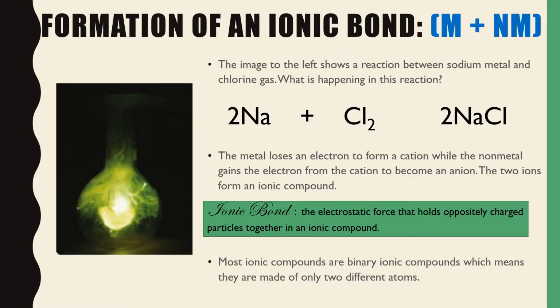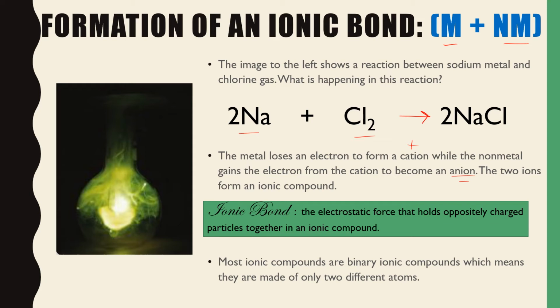How does an ionic bond form? It's important that you know that an ionic bond forms between a metal and a nonmetal. The image to the left shows a reaction between sodium metal and chlorine gas. What is happening in this reaction? So I have 2 sodium atoms reacting with 1 chlorine gas molecule to form 2 sodium chloride formula units. The metal, that's sodium, loses an electron to form a cation, so it becomes positively charged, while the nonmetal gains the electron from the cation to become an anion. It becomes negatively charged. The 2 ions form an ionic compound.